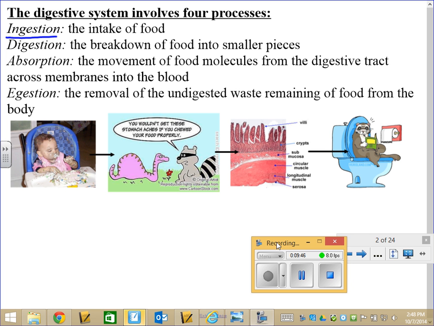Now, it would make sense that I would ask you a couple of different things about these processes. I would ask you for sure where do they happen? In other words, which organ are they happening in? And in what order are they happening? And so I put them in the order that they are happening in.